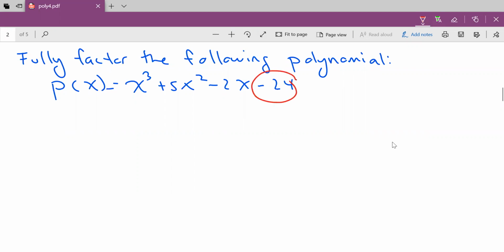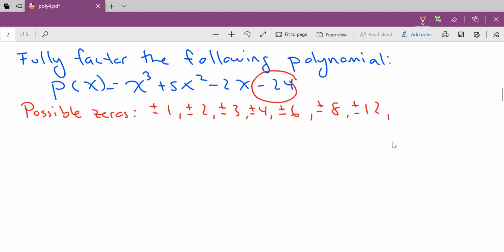First thing we do is we look for our possible or potential zeros. Remember, we look at all of the factors of 24. And guess what? There's a lot of them. Wow. Look at that. That's a lot.